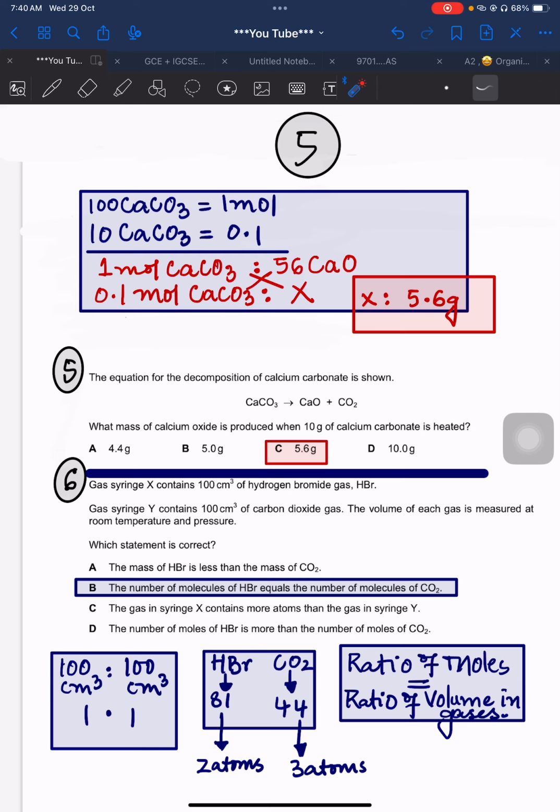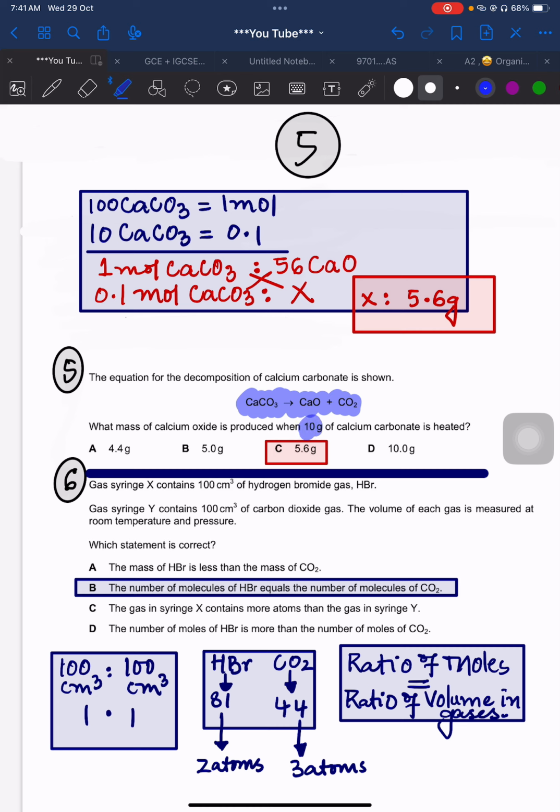So right now I am on question number 5. The equation for the decomposition of calcium carbonate is shown. You can check this. It is calcium carbonate converting itself into CaO and CO2. I am highlighting this. Look at this equation. What mass of calcium oxide is produced when 10 grams of calcium carbonate is heated?